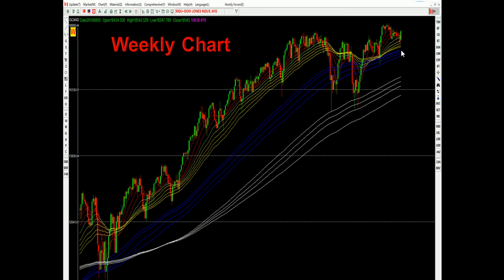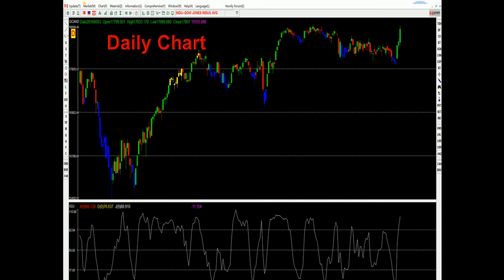So we can see the market, the weekly chart. The white line stands for the long-term trend, the blue line stands for the medium long-term trend, the yellow line stands for the medium-term trend, and the red line stands for the short-term trend. This is the price. The weekly chart is still good. Now you can see the daily chart.